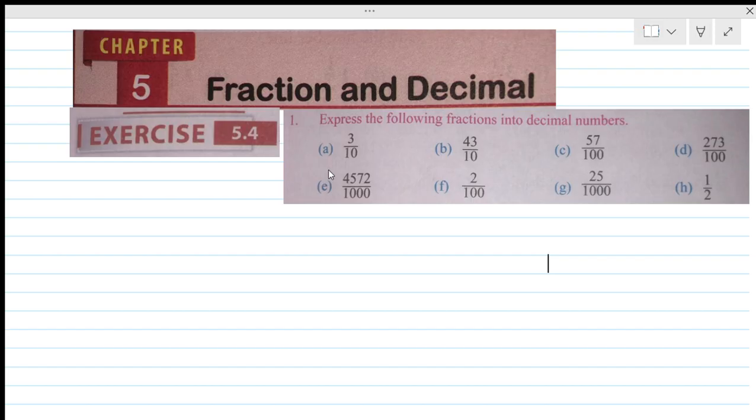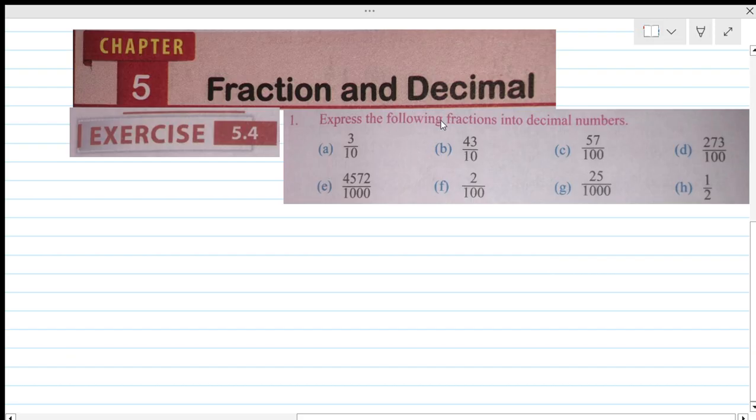If the denominator consists only of the factors 2 and 5, or the product of 2 and 5, or the powers of 2 and 5, then we can easily convert by converting the denominator into some multiple of 10, like 10, 100, 1000, 10,000, or 1 lakh. Okay, let's go. I'll let you understand that matter first.